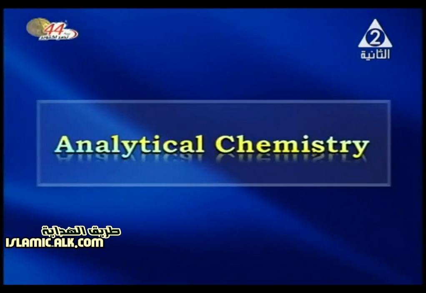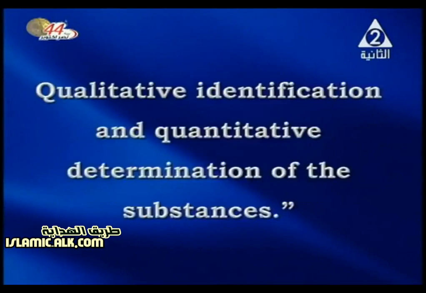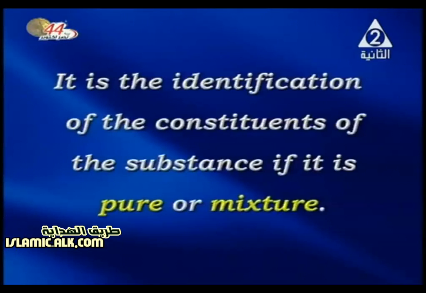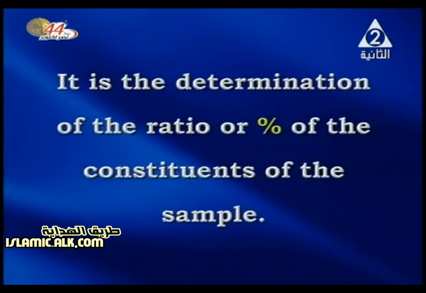The analytical chemistry. My dear students, we have to know the concept of analytical chemistry. It is the branch of the chemistry that deals with the methods and instruments used for both qualitative identification and the quantitative determination of the substance. So we have to know what do we mean by qualitative analysis. It is the identification of the constituents of the substance, if it is pure or mixture. What about quantitative analysis? It is the determination of the ratio or the percentage of the constituents of the sample.